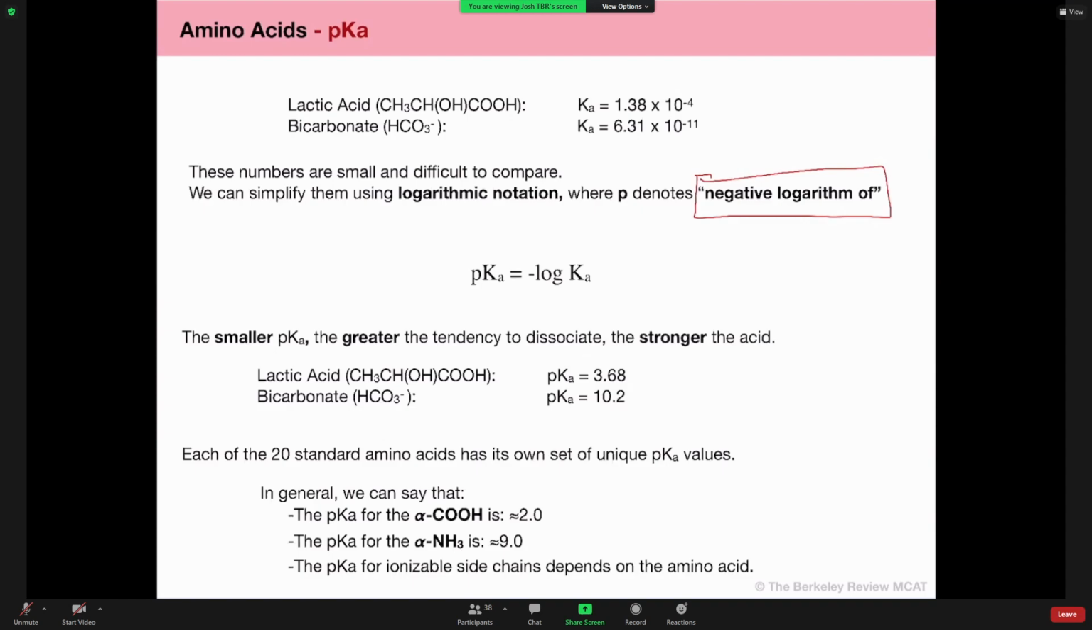For your MCAT studies and just in general, you can pretty much say that the pKa for the carboxylic acid side is going to be around 2, and the pKa for the amino side is going to be around 9. And as you will find out as you're studying, the pKa for the side chains is going to depend on the amino acid and the situation.